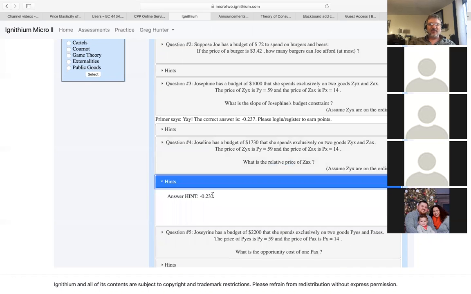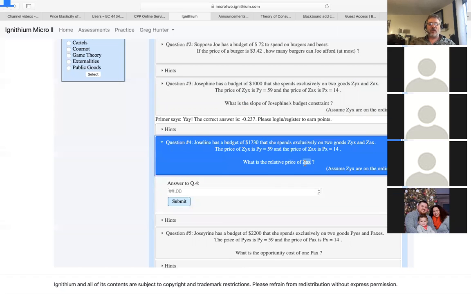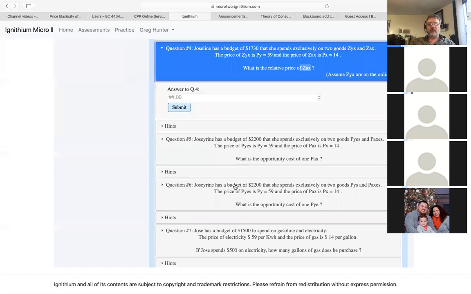Okay. I give you guys a clap. A lot of this is right, just about vocabulary. We have the slope, and the slope is the relative price of the good that's on the horizontal axis. Okay.